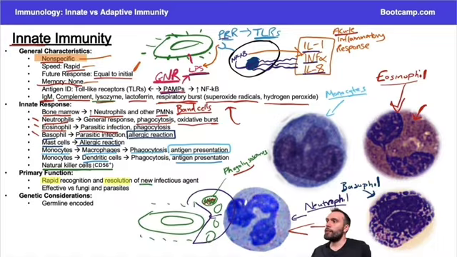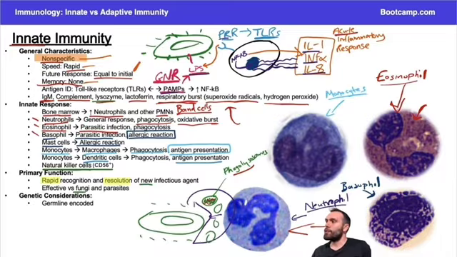Now, when I say new here, it doesn't mean that we weren't previously exposed to that infectious agent. It just means that we're now exposed to that infectious agent. It's a new infectious agent. It hasn't been around for a long time, right? It's not a chronic infection. It's something that we were just exposed to and now rapidly recognizing it and then attempting resolution of that infection.